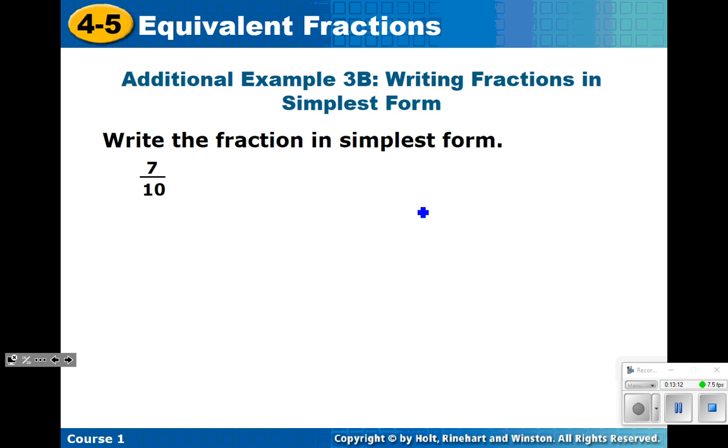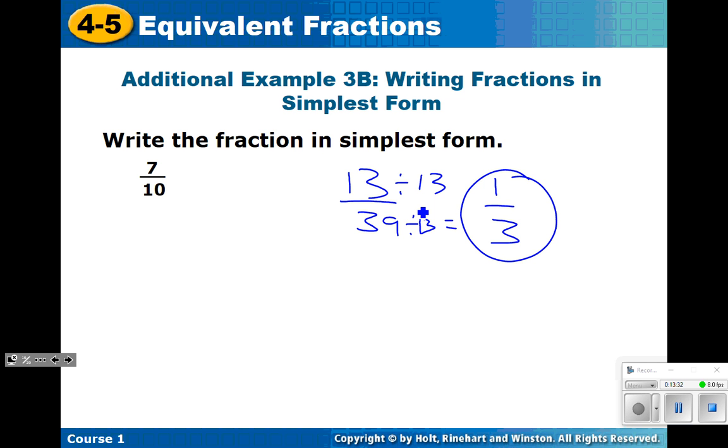What if I said that I had 13 over 39? I mean, we know 13's prime, right? That's not in simplest form, because 13 actually goes into 39 3 times. So divide by 13, divide by 13, and you'd end up with 1/3. And there's your simplest form. So just because you have a prime number in it doesn't mean it's necessarily in simplest form. So be careful about that little trick.